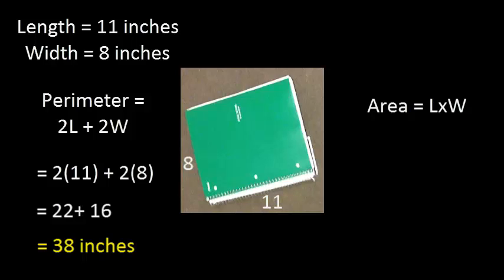What about the area? Length times width. We have 8 times 11, which is just 88 inches squared. So we found the perimeter and area for the notebook. Great job, guys. Now we found how to apply area and perimeter to real-life rectangles and circles. Good job.